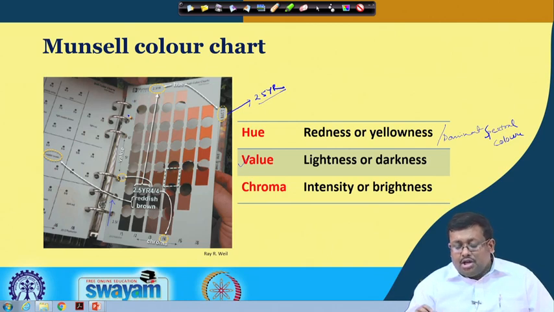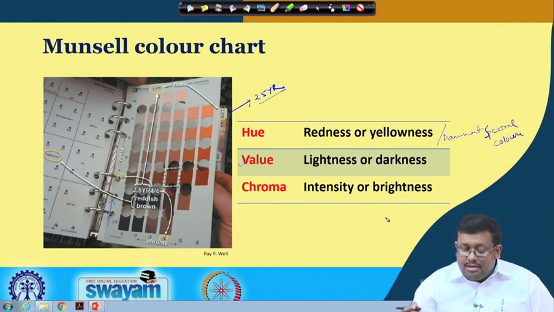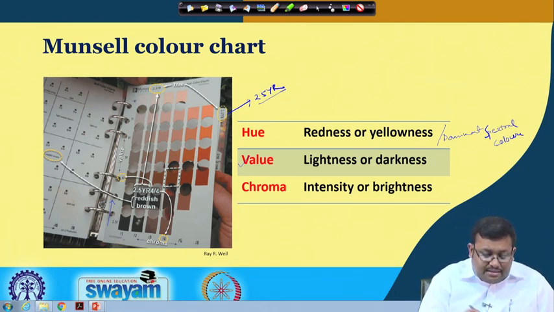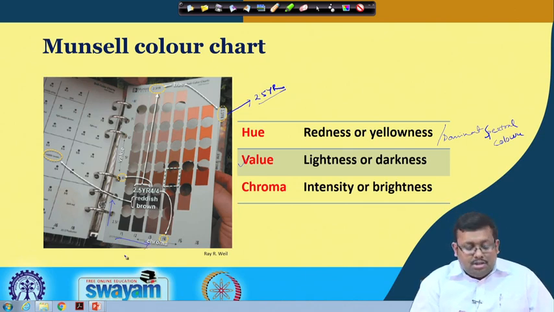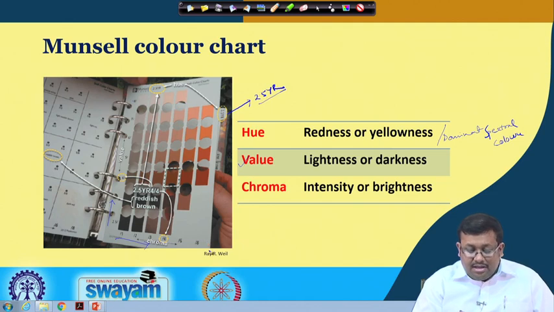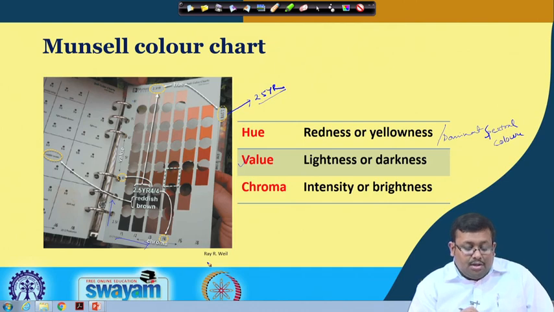And the third criterion is called chroma, which shows the intensity or brightness, or in other words the purity of the color. The chroma increases from 1 to 8, from left to right. So, as we increase the chroma, the purity of the color is somewhat decreasing. Using these three different variables, we can define a particular soil color.